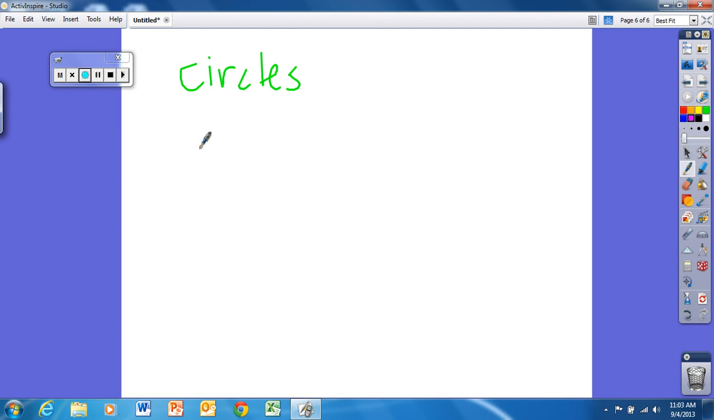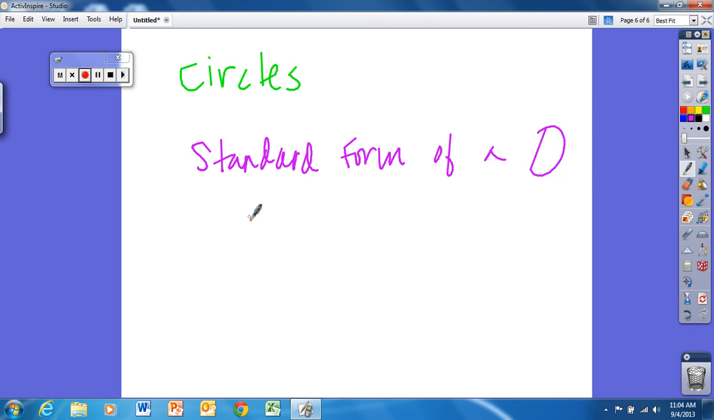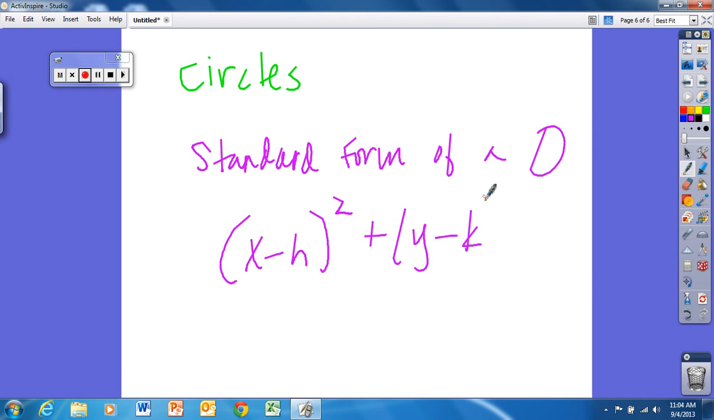Okay, so the formula for the equation of a circle. Standard form of a circle is (x minus h) squared plus (y minus k) squared equals r squared.